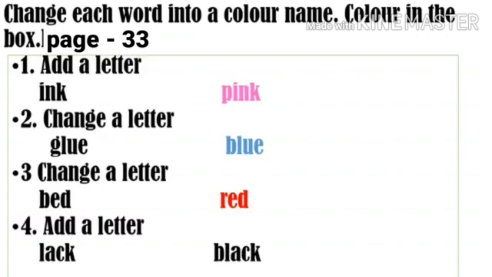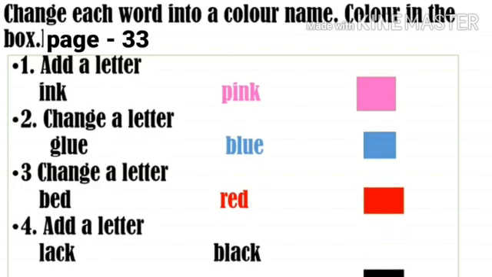Change each word into a color name and color in the box. Page number 33. First one, add a letter, ink. You add with P, pink. I-N-K, ink, P-I-N-K, pink. And next you color the box pink. Second one, change a letter, glue. Glue, change with blue. G-L-U-E, glue, B-L-U-E, blue. You color the box blue.